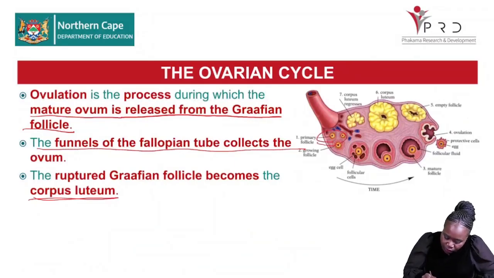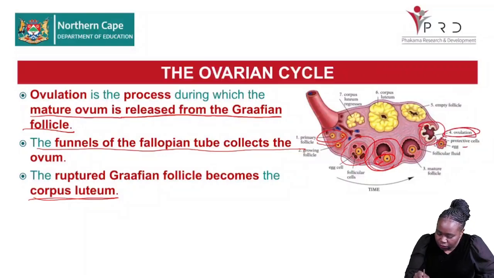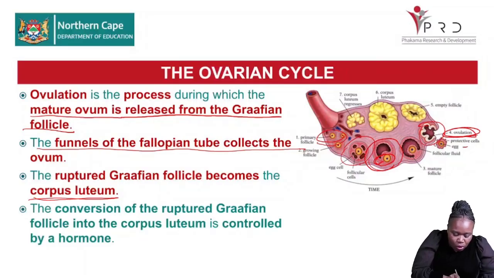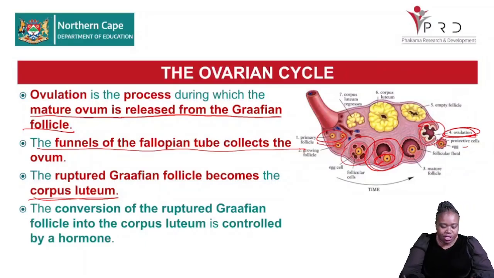So we started off with the follicles. They developed into a Graafian follicle, which contains an ovum, and then that mature Graafian follicle ruptures. As it ruptures, it releases the ovum. Ovulation has taken place. Now we have what? An empty Graafian follicle. This empty Graafian follicle is going to be converted into a corpus luteum. The ruptured Graafian follicle becomes a corpus luteum. Empty Graafian follicle becomes a corpus luteum.